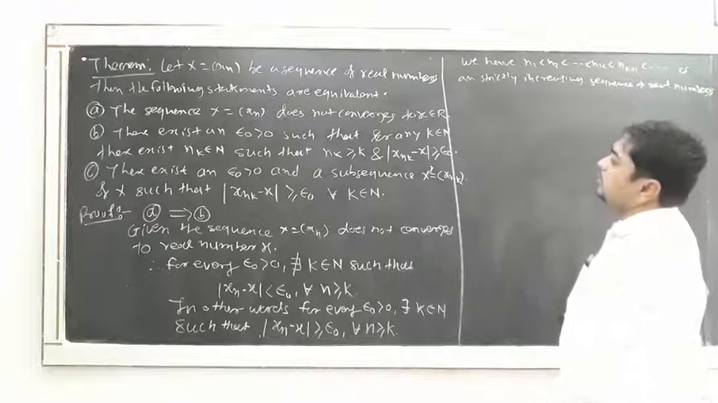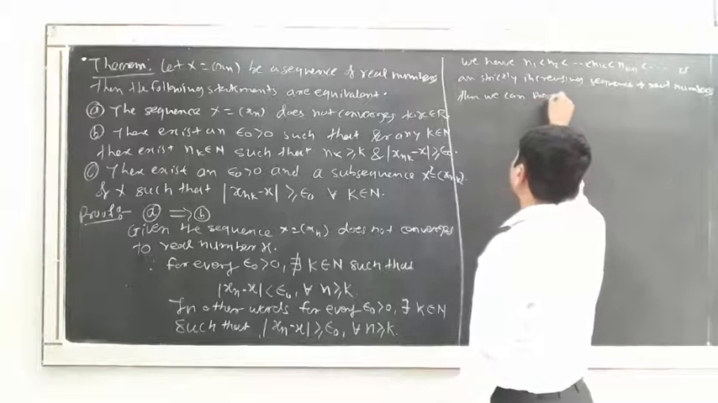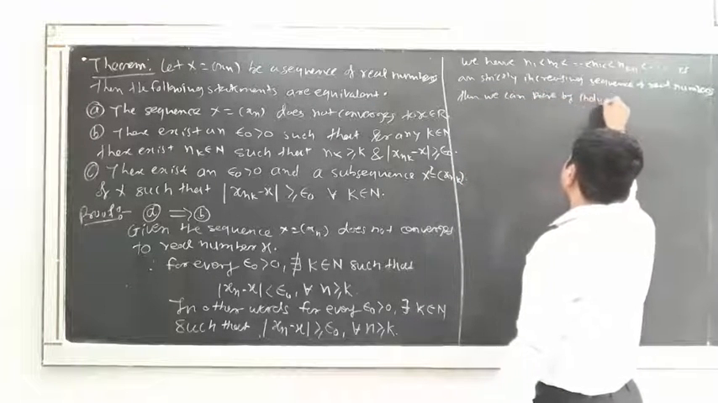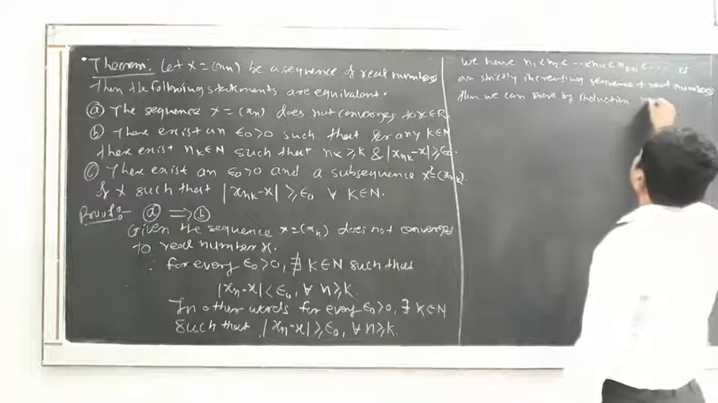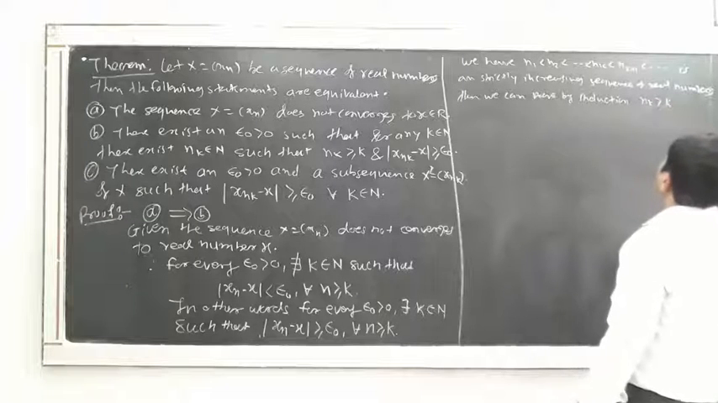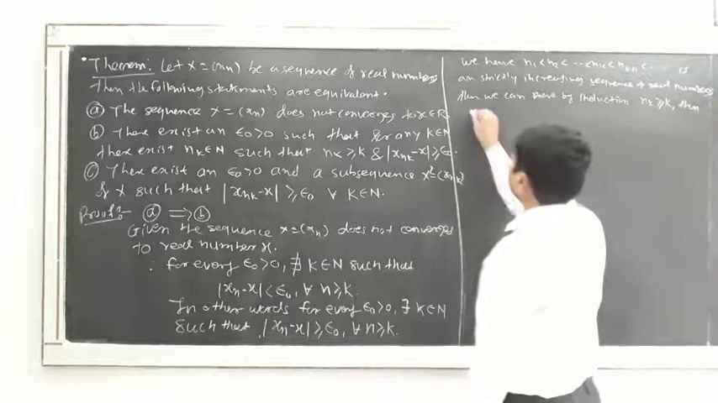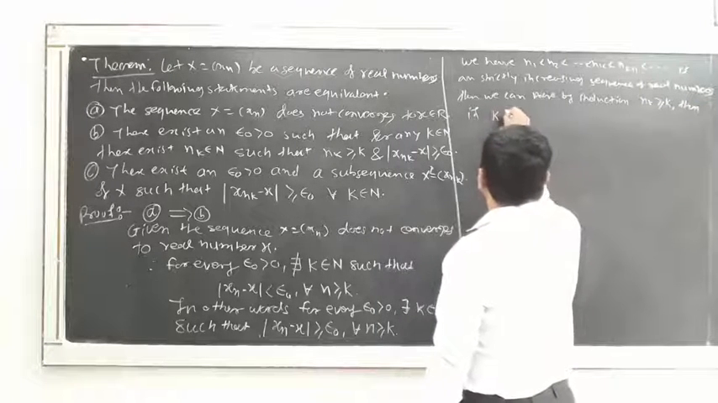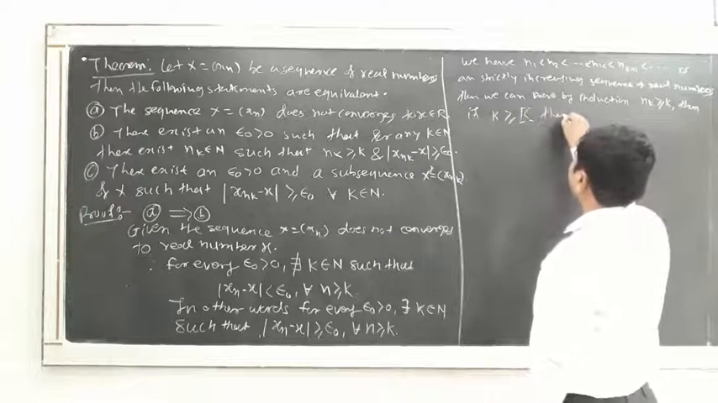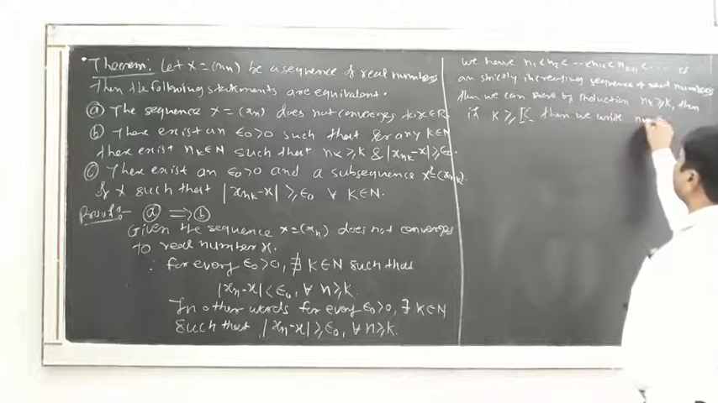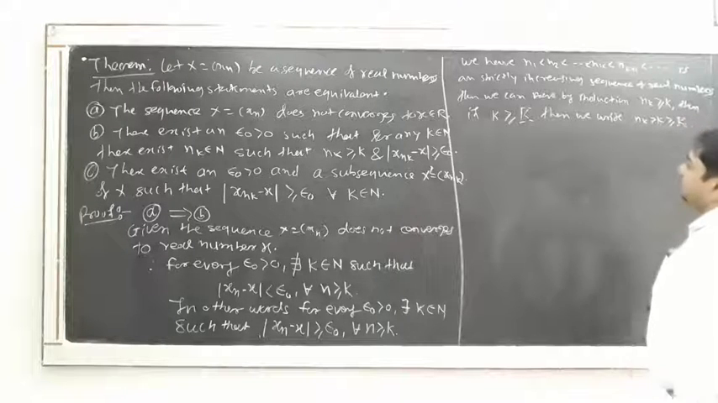This is the sequence of real numbers. Then we can prove by induction. We write it as in the first theorem. A similar statement we have proved, that is nk is greater than or equal to k. Then if our k is greater than or equal to capital K, then what can we write? Then we can write nk is greater than or equal to k, which is greater than or equal to our capital K.